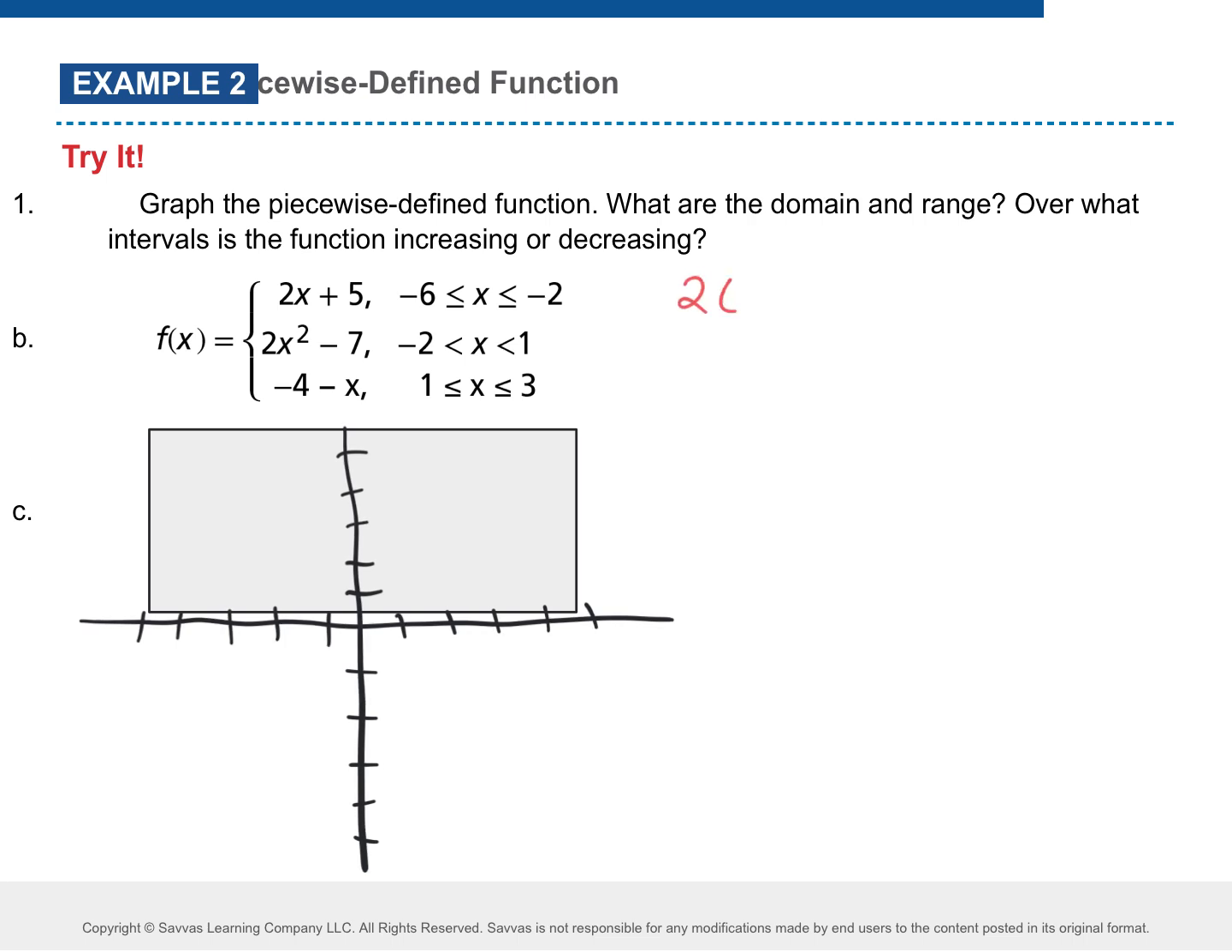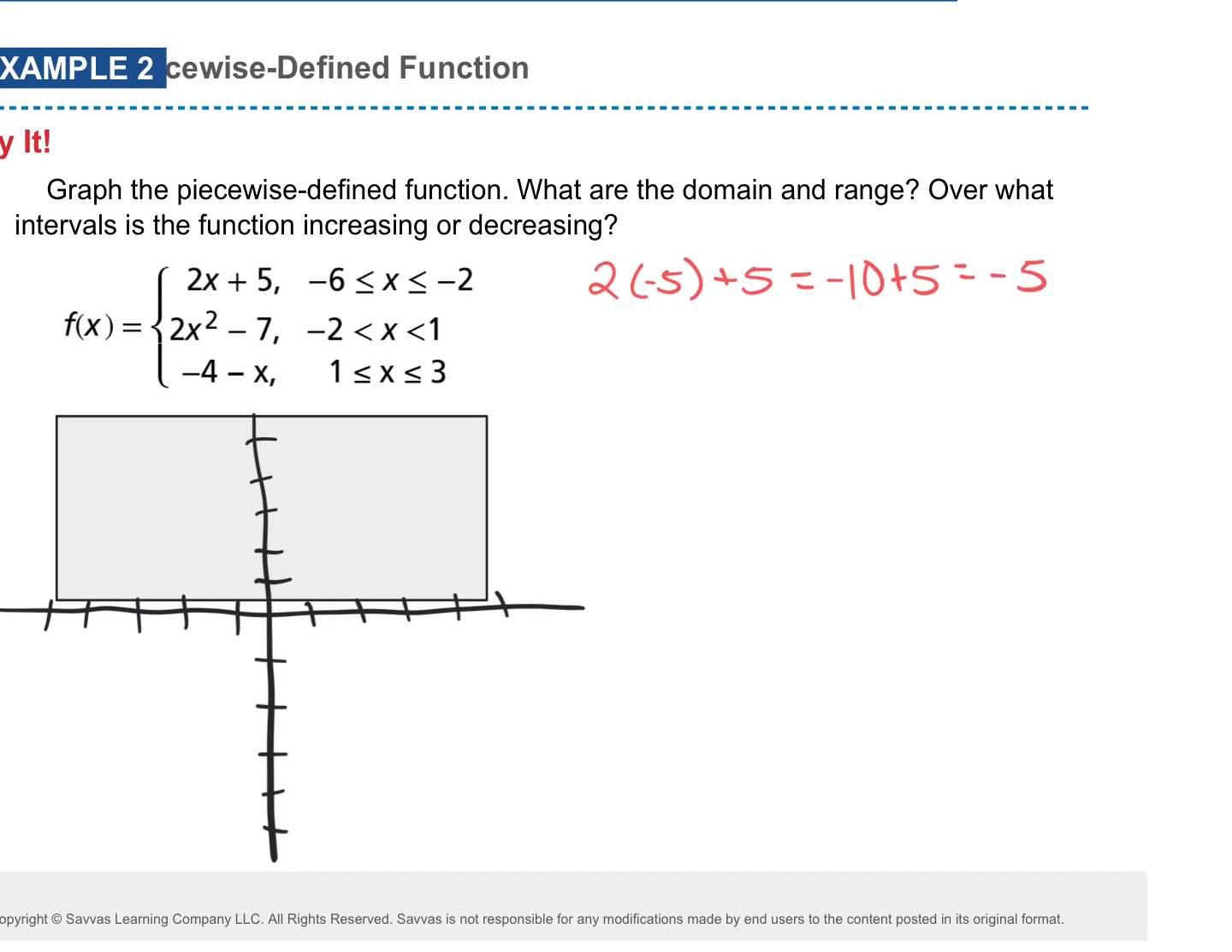So I have 2 times negative 5 plus 5. Well, let's solve. What's 2 times negative 5? Negative 10. Negative 10 plus 5? Negative 5. Now, that just gave us a coordinate. What is the X value that we plugged in? Negative 5. What's the value that I got out? Negative 5. So that is my coordinate. Now go graph that on your coordinate plane.